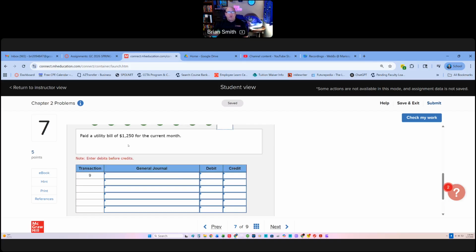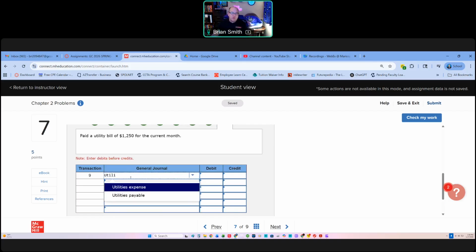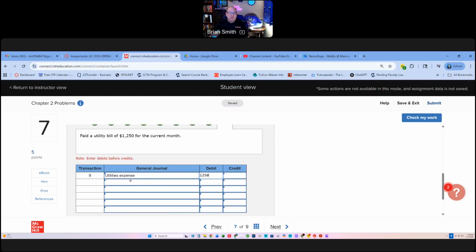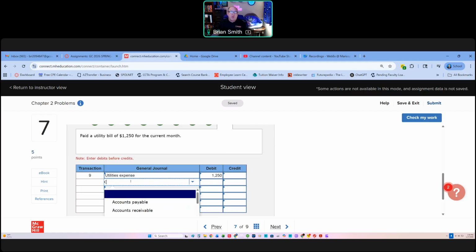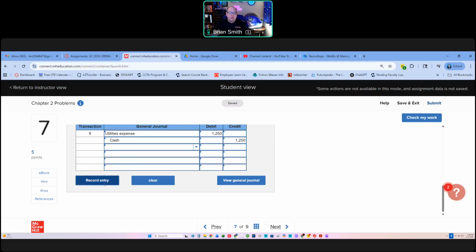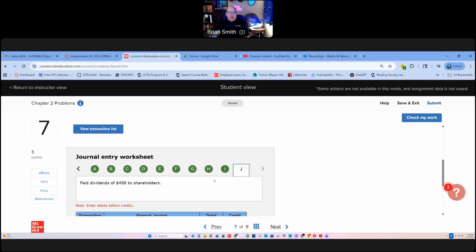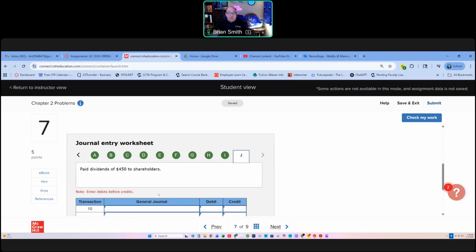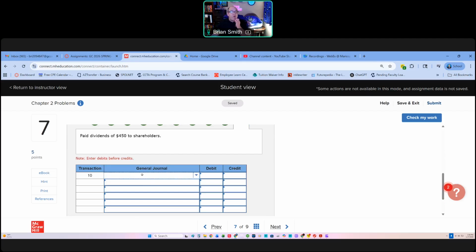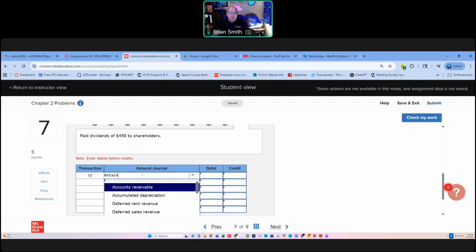Paid a utility bill for $1,250 for the month. Debiting utilities expense $1,250, crediting cash for the same amount. Last, paid dividends of $450 to shareholders. Wow, boy, break the bank. But nevertheless, we are going. See, here's the trick. There's a couple of things you can do. I'm going to put retained earnings.